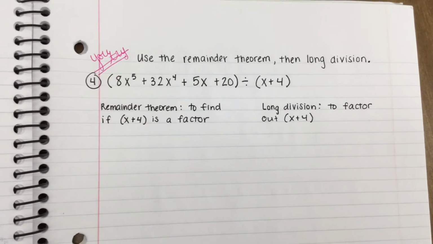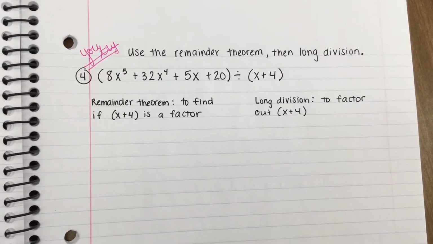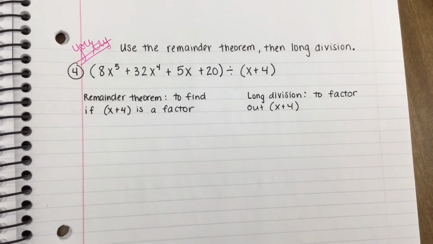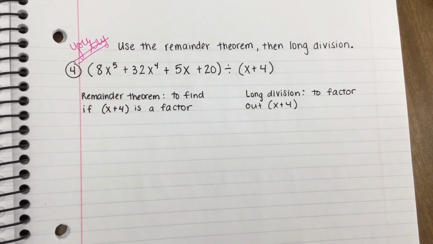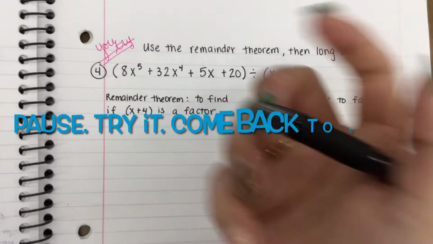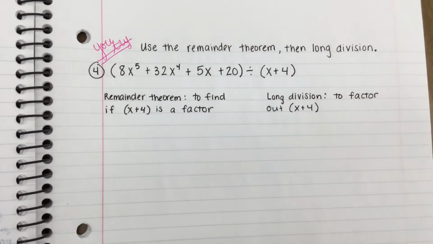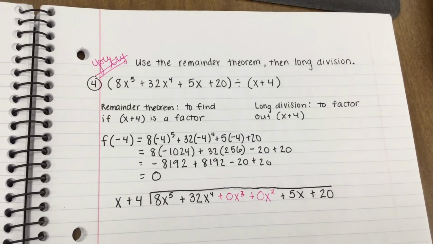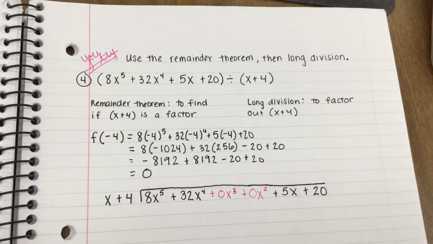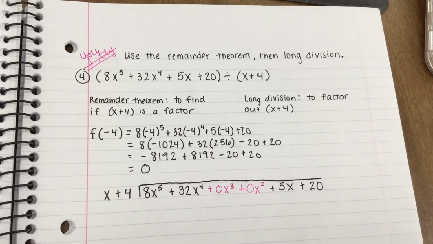Here's another one for you to try without my help. So I want you to do the remainder theorem to figure out if x plus 4 is a factor, and then use long division to factor out that x plus 4 to see what's left. Pause it here, try it, and come back when you're done. So you should have gotten 0 as a remainder for the remainder theorem, which means that x plus 4 is a factor of that expression.